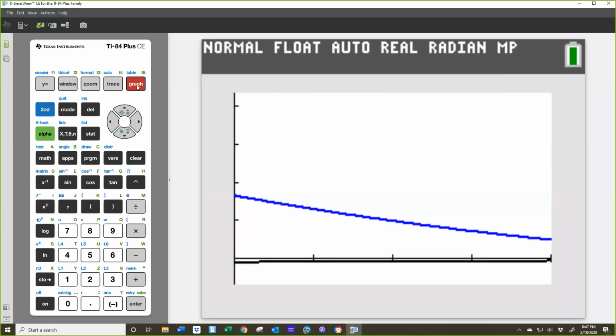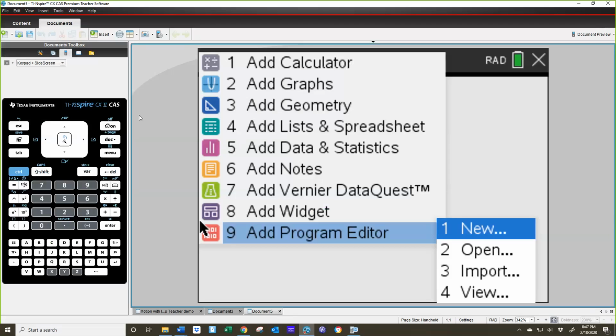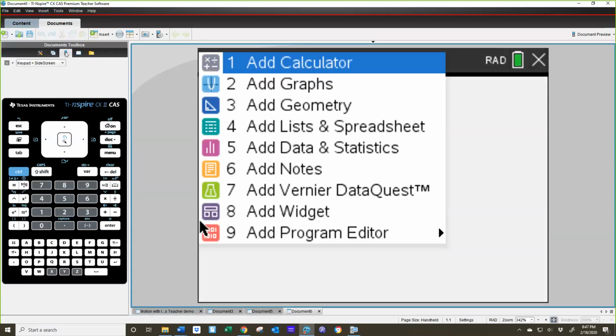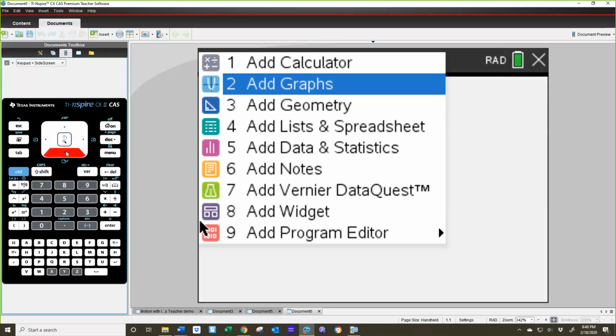I want to also show you some things on the TI-Nspire that are very, very powerful. So I'm going to go to the TI-Nspire. We are going to be using the CAS version for this. And so let me just start a new document here. So File, New Document. And I want to add graphs. And I don't know how many of you have actually done this, but we're going to graph the slope field to visualize the solution curve.